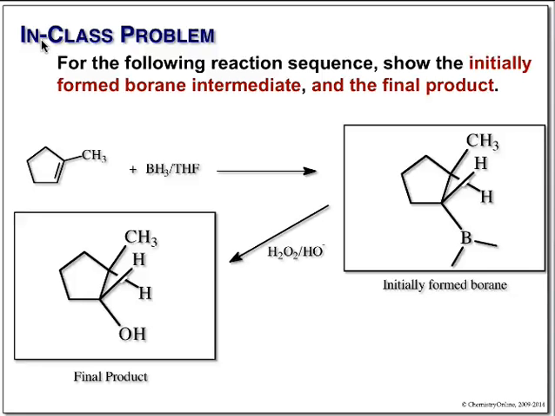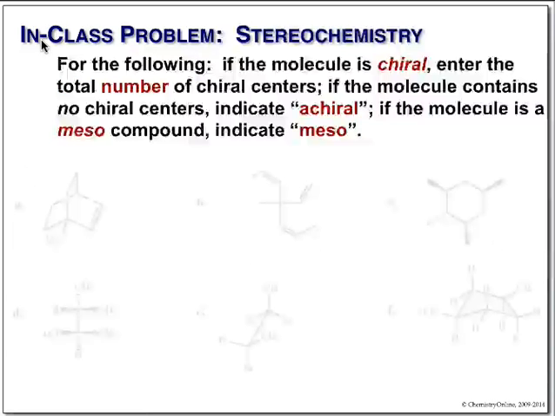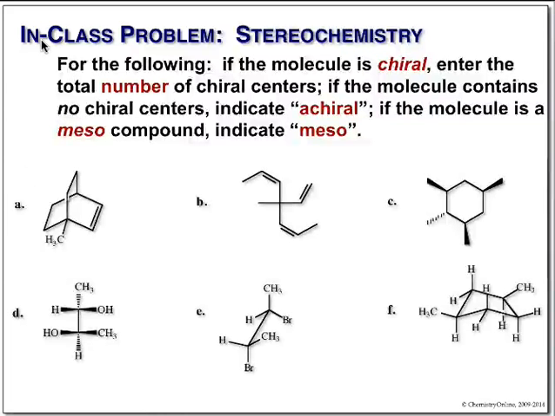Stereochemistry, chapter 5. Let's start off with a very simple one. Look at these molecules. Either indicate that they are achiral, meso, or if they are chiral, just give me the number of chiral centers.